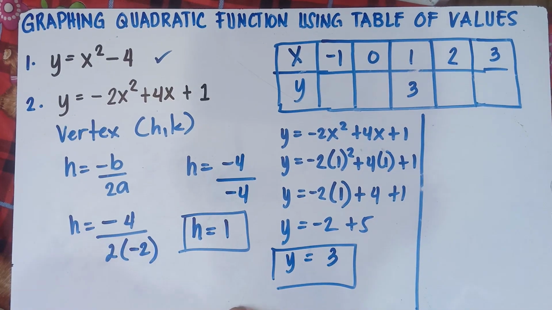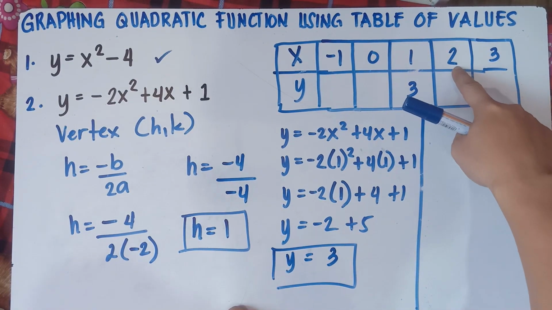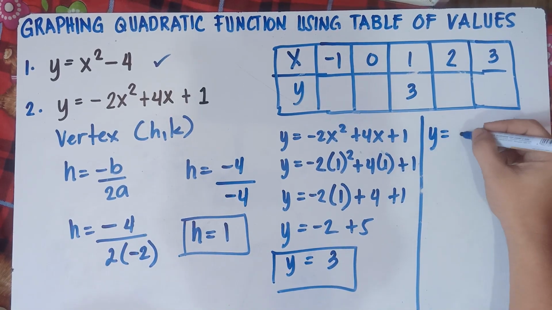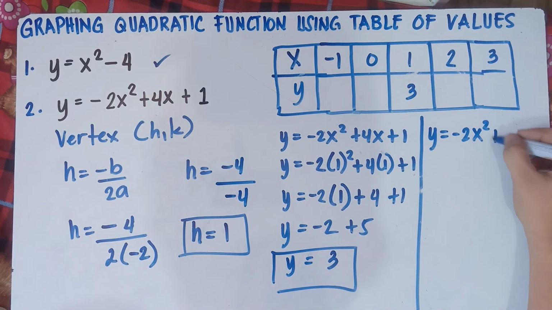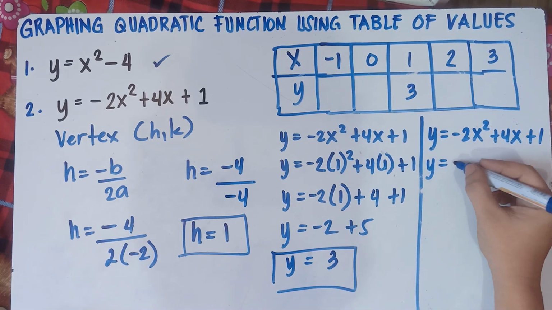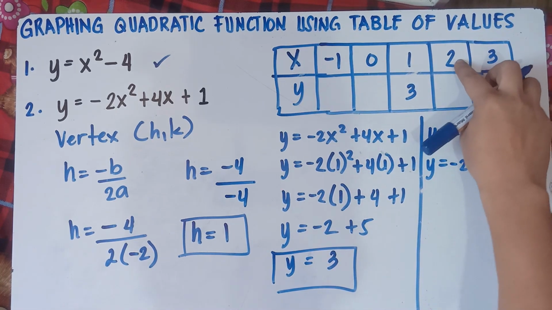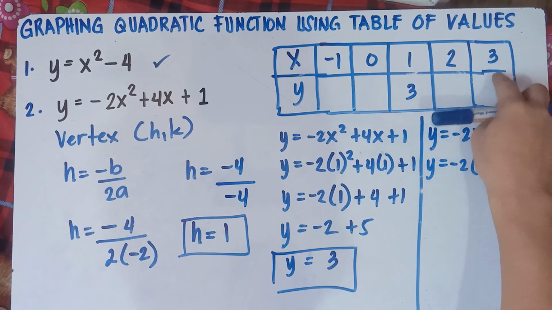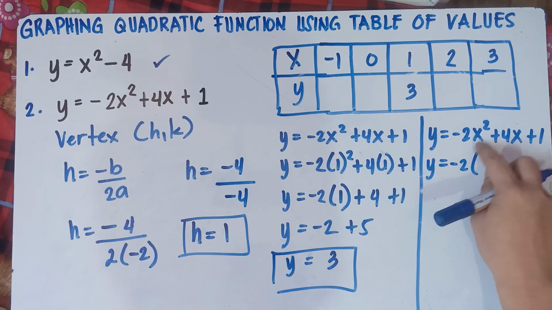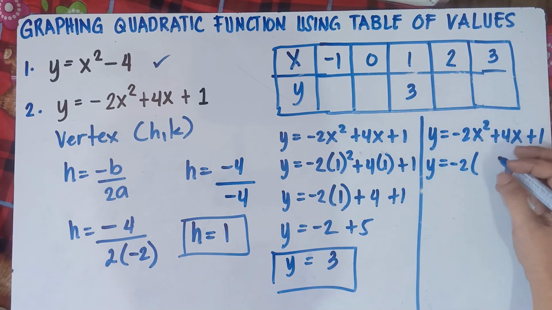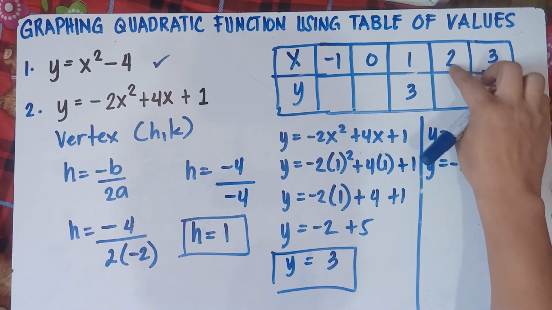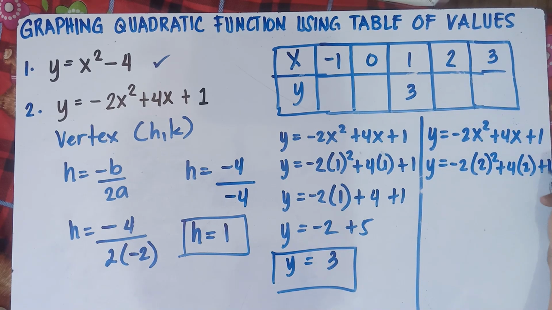Alright, so next step, we find the y values if our x is positive 2. So copy the equation, y equals negative 2x squared plus 4x plus 1. So y equals negative 2, then our x is positive 2. Once again, class, simply substitute these x values. So therefore, change this x into positive 2. So 2, then squared, plus 4, then x is positive 2, so times 2 plus 1.